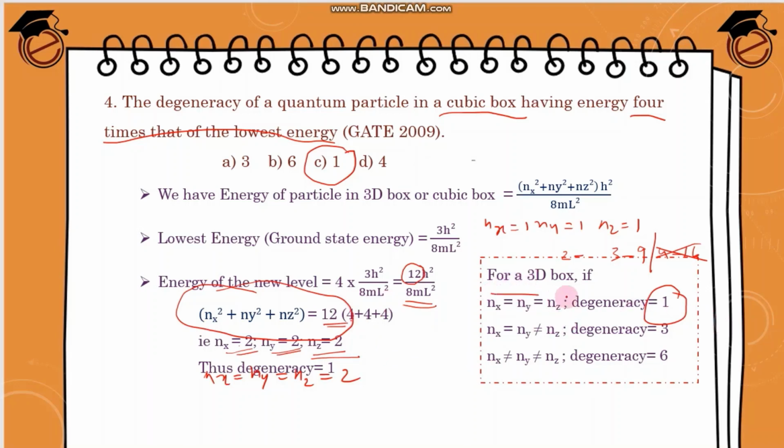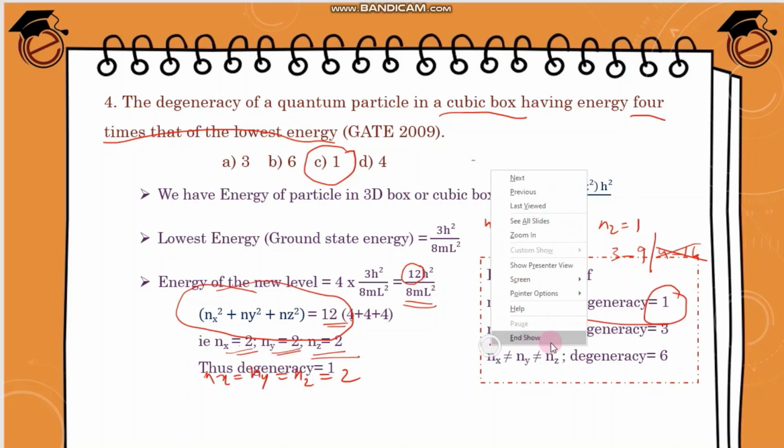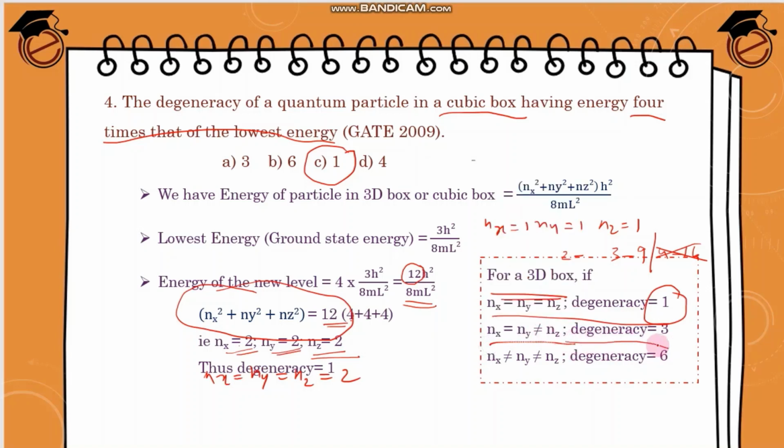For a 3D box, if all the values are the same, degeneracy is 1. If any two of the values are the same and one is different, then degeneracy is 3. If all values are different, degeneracy is 6. This you have to remember all the time. This is important. You have to note these values.